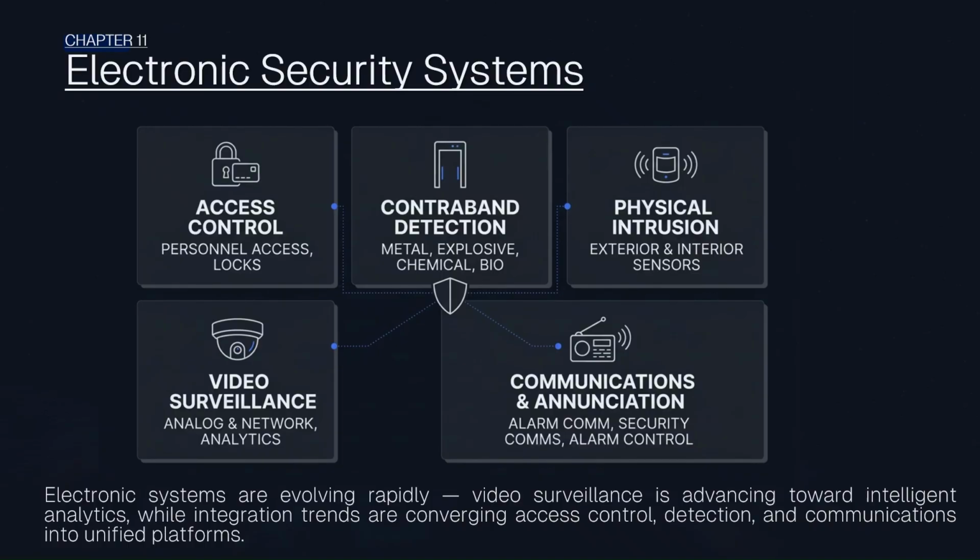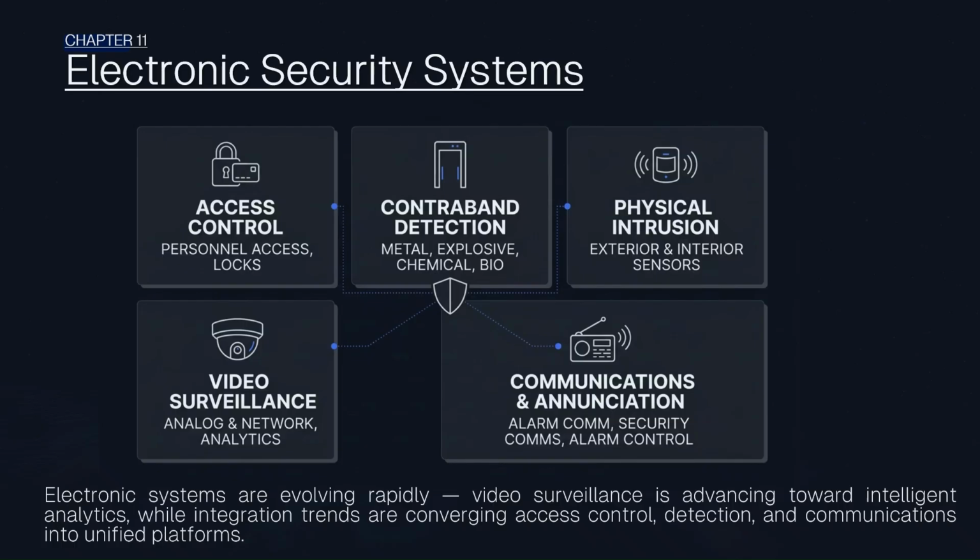Electronic security systems provide the technological layer of modern physical protection programs. One key component is access control, which regulates who can enter specific areas within a facility. This may involve card readers, biometric systems, or other credential-based technologies. Another important system is contraband detection, which identifies prohibited items such as weapons, explosives, or other hazardous materials.